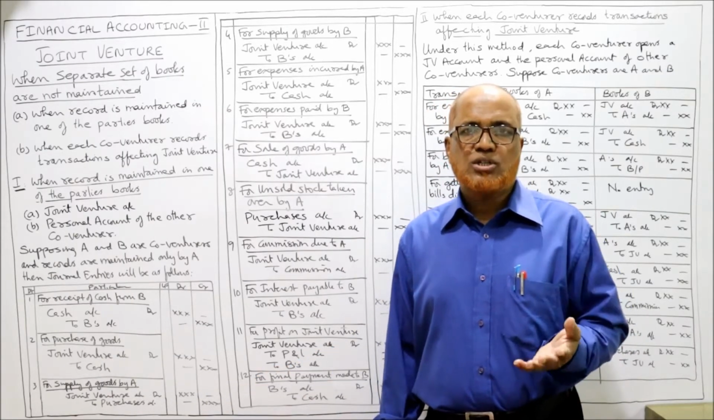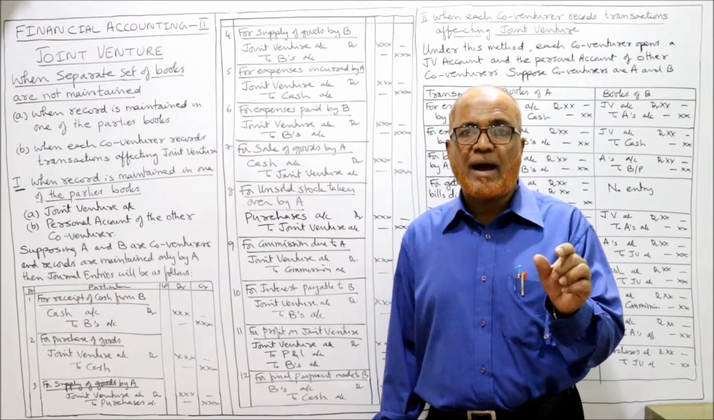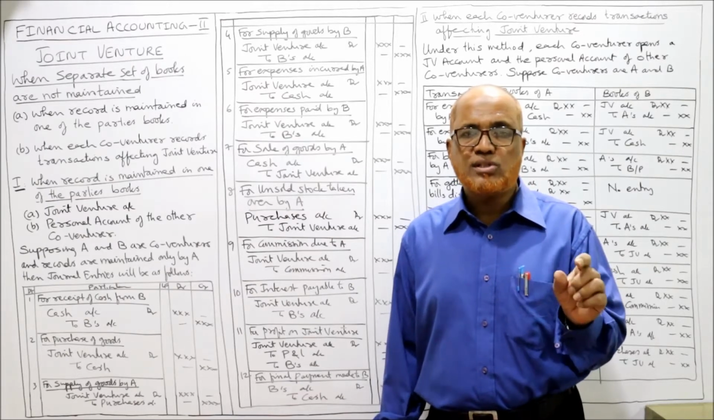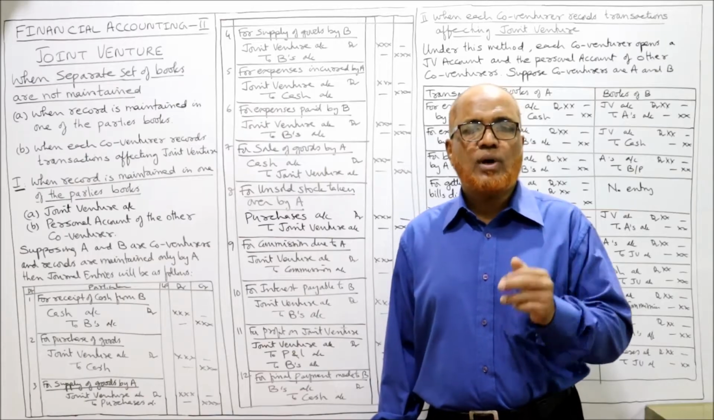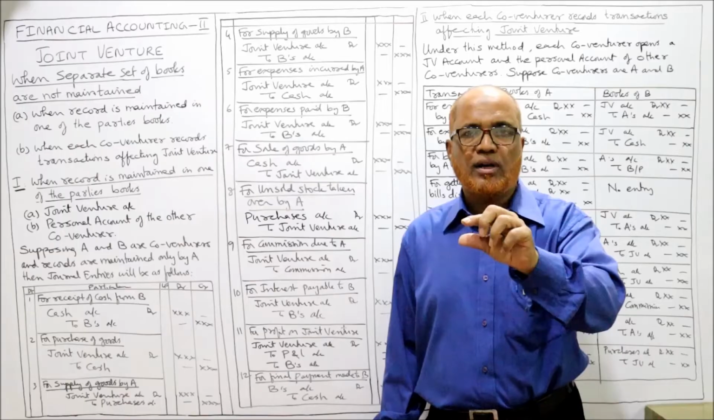I am paying from cash. There is no separate joint bank account. I am paying the cash. So entry will be joint venture account debit to cash.